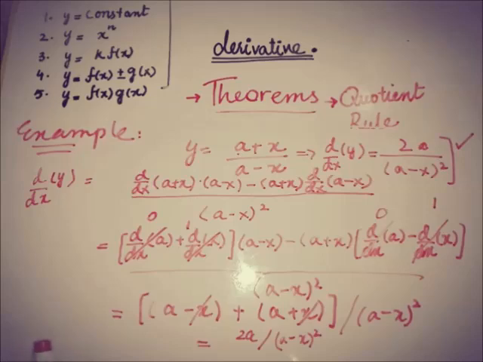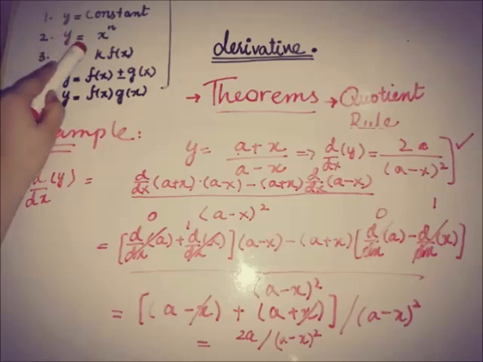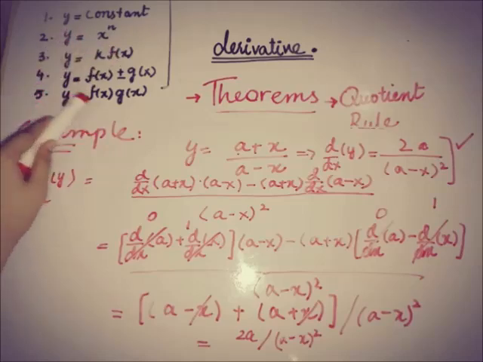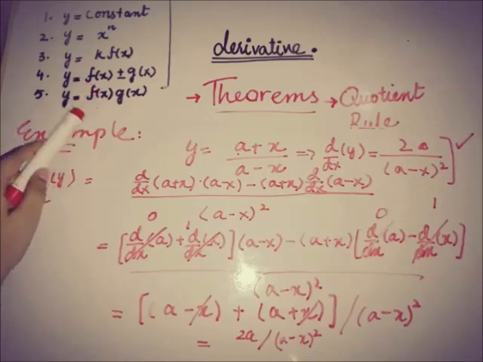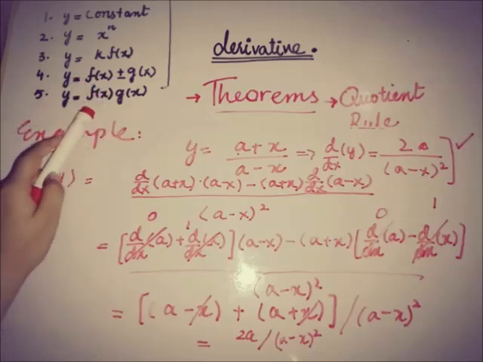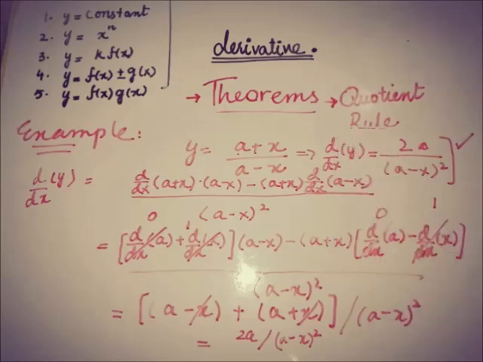So there are 6 basic theorems. The first is about the constant, the second is about the power rule, the third is about the product of a constant with a function, the fourth is about the sum and subtraction rule, the fifth is about the product of two functions, and the sixth is about the quotient rule.